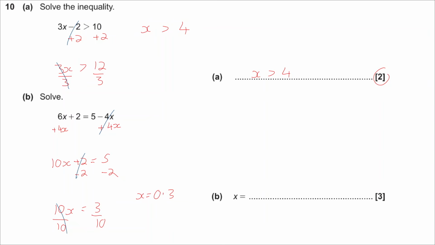And this is your answer. Okay, so you can write it how you want to. x is equal to 3/10, or you can write it as equal to 0.3. Okay, they're both going to be correct.